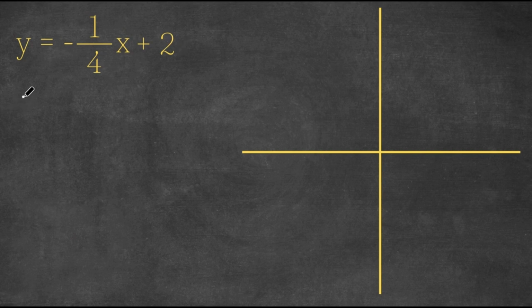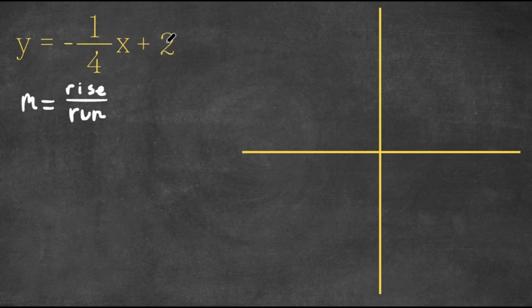Now, if you guys remember, the slope, also known as m, is equal to the rise over the run. The rise is how much you go up or down by, and the run is how much you go to the left or to the right by. So let's start with graphing this equation.